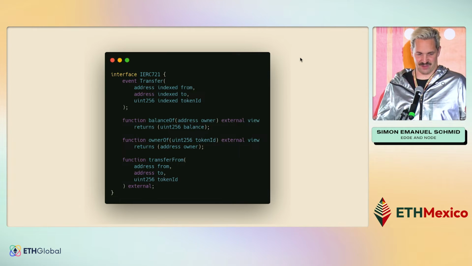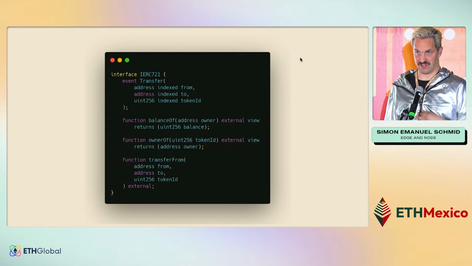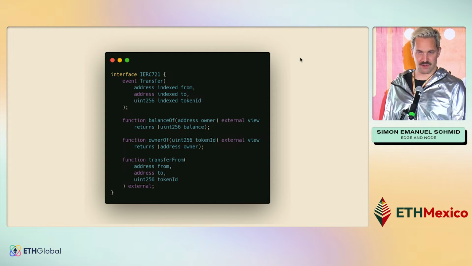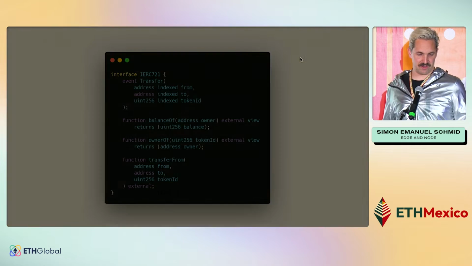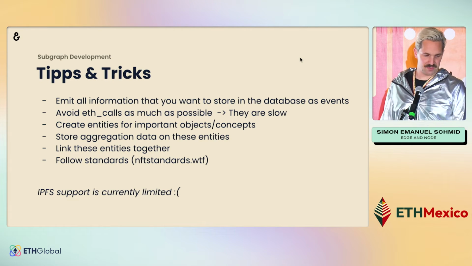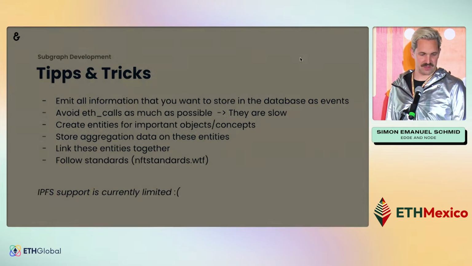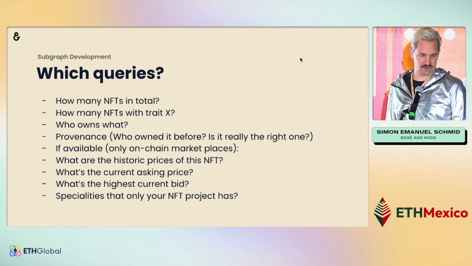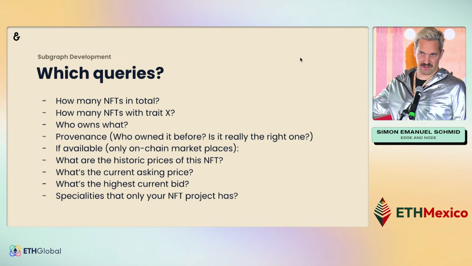You just have a contract that emits that event and provides those functions. It's very simple, but that's also the beauty, because you can build so much out of it, and it's also easy to index. I have some tips and tricks here, but we'll skip through these because I want to show you how we can query. The slides are online, so they're more of a reference for you.